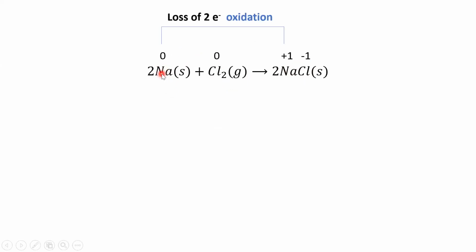Since sodium is going from a 0 to a +1, it's losing electrons, so it's being oxidized. And because there are 2 sodiums here and 2 sodiums here, they're each losing 1 electron, so there's 2 electrons total being lost. Where are those electrons going? Well, they're causing chlorine to be reduced. Chlorine's going from a 0 to a -1. Each chlorine is gaining an electron, but there are 2 chlorines that are each gaining an electron.